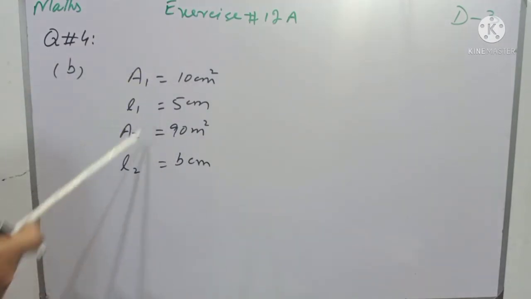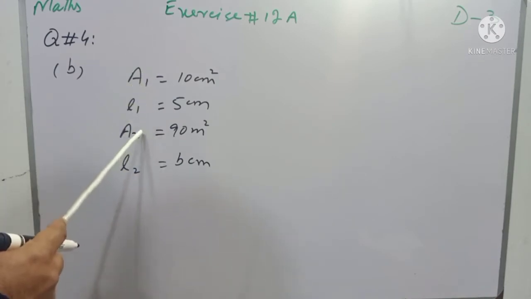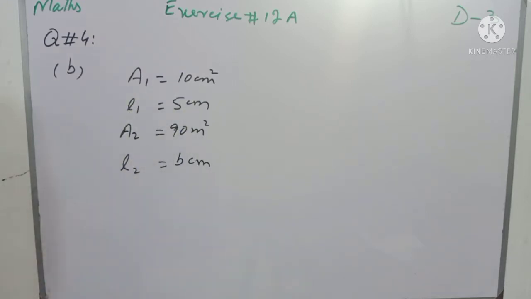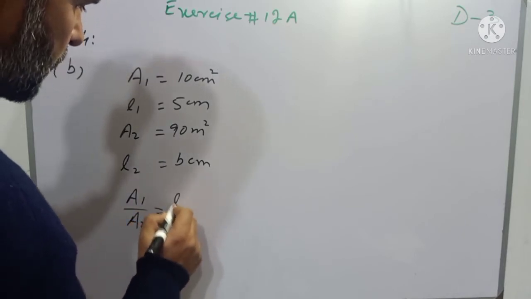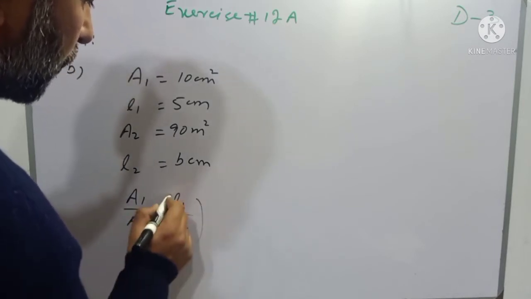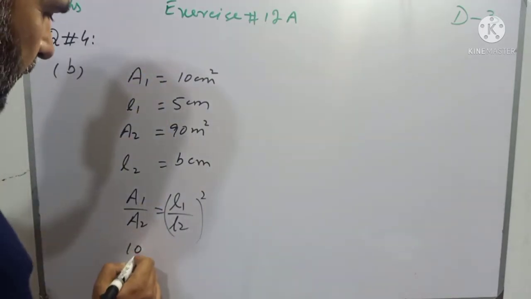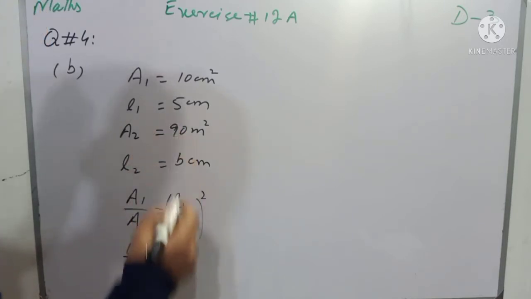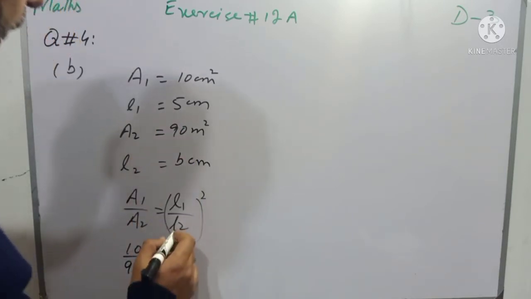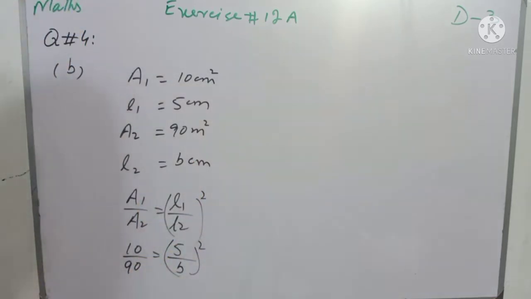Again students, we will use the same formula that the ratio of the areas of two similar figures is equal to the square of the ratio of the corresponding sides of the similar figures. So the formula is A1 over A2 is equal to length 1 over length 2 whole square, and the area of the first triangle is 10 centimeter square, the area of the second figure is 90 centimeter square, and L1 is 5 and L2 is B, and we have to take their squares.